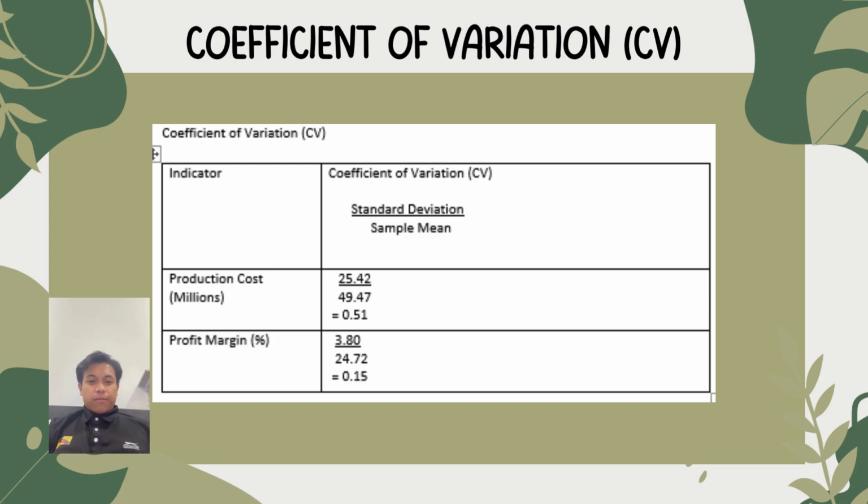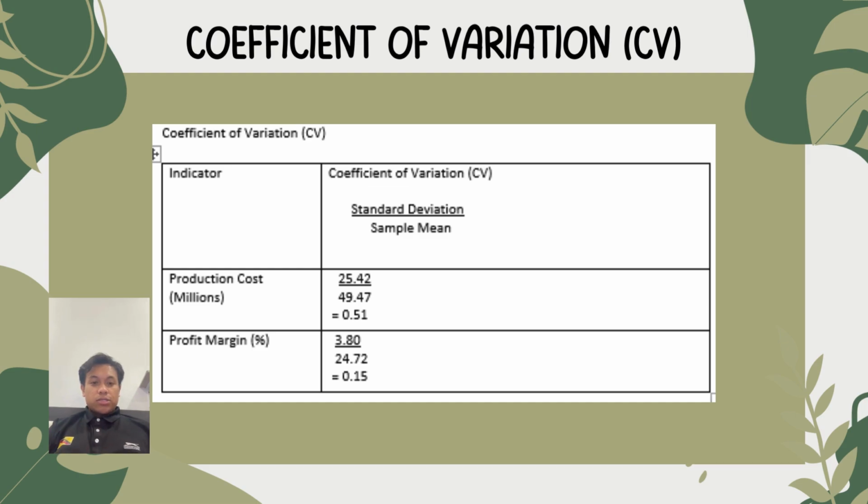Last but not least, for part 4, coefficient of variation, production cost has a CV of 0.514 or 51.4%. This indicates that there is roughly 51.4% variation in production cost compared to the average. A larger CV suggests significant variation in manufacturing costs, which shows that costs are more variable than their mean.